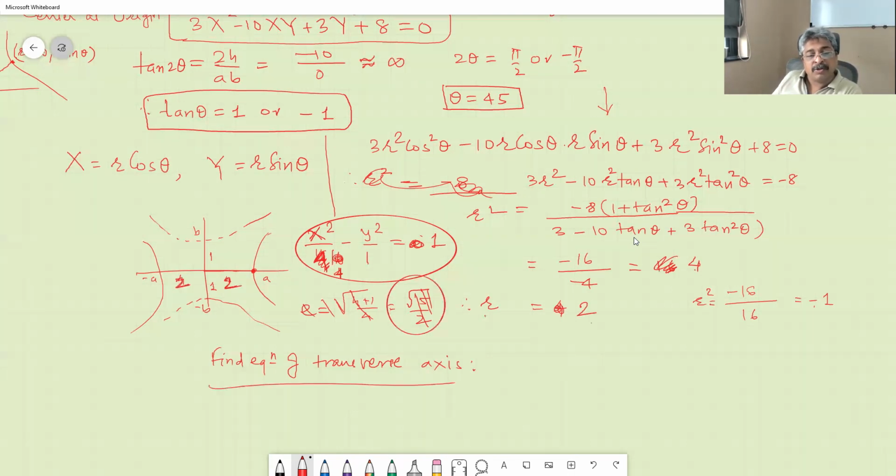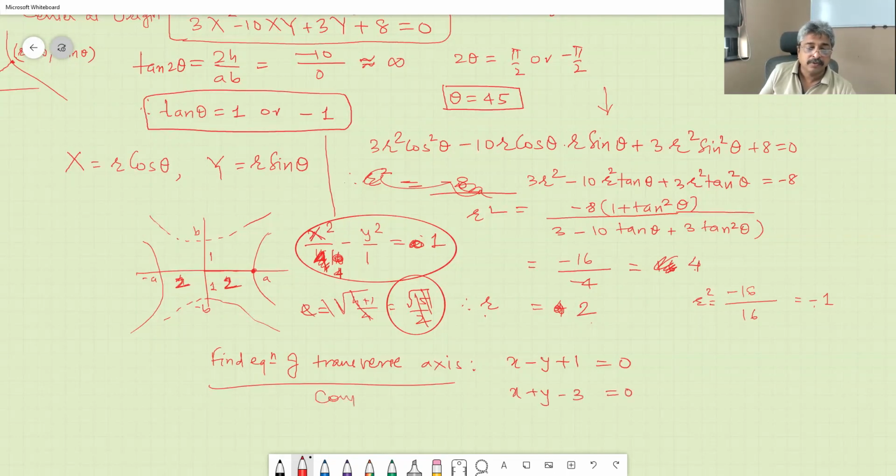Now you find out the equation of transverse axis. x minus y plus 1 equal to 0 is the transverse axis, and x plus y minus 3 equal to 0 is the conjugate axis. Okay, so you have found out everything.